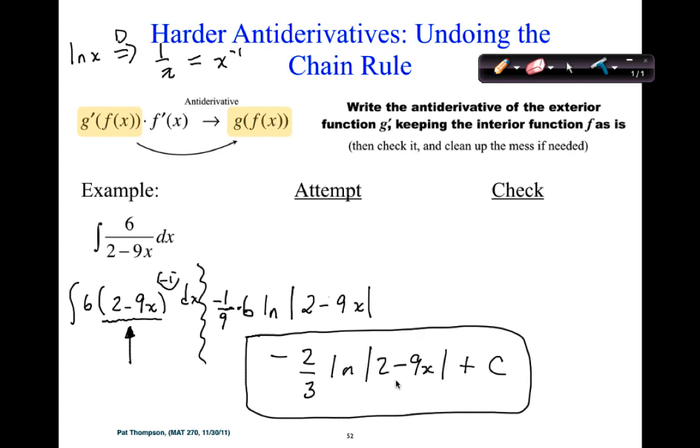Now, if this were something that is always positive, like x squared plus 3, like if it's ln of x squared plus 3, well, that's always positive anyway. That's never negative. So you wouldn't need the absolute value. But you can always put it on. It won't be wrong to put it on. So just make it a habit to put it on. All right.